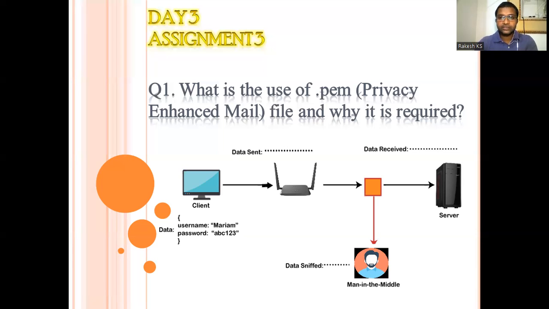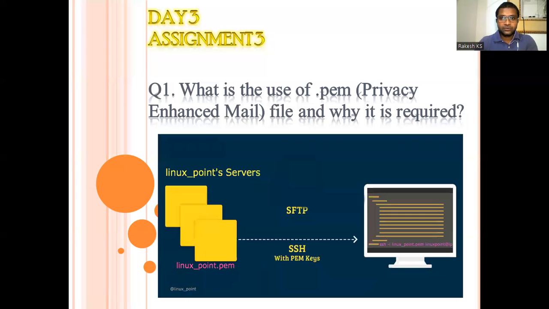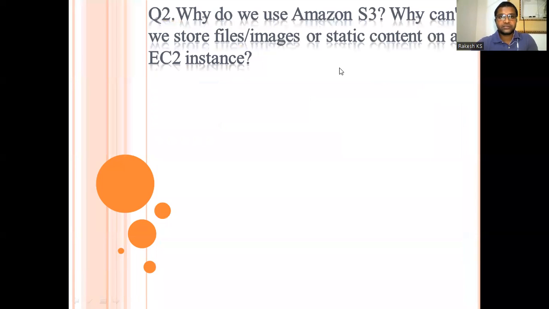So in order to make this line secure, PEM, that is privacy enhanced mail file, is used, and this PEM contains keys and configurations, which is a text file containing one or more bytes of data, which is encoded in ASCII coding. So this is about .pem file. Now we shall see the next question.